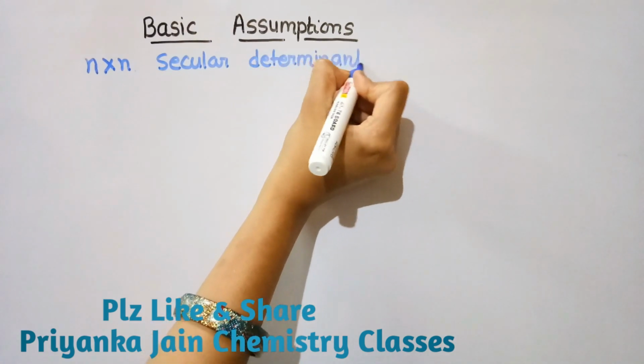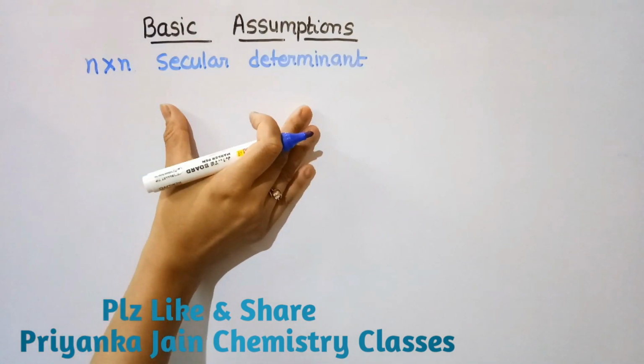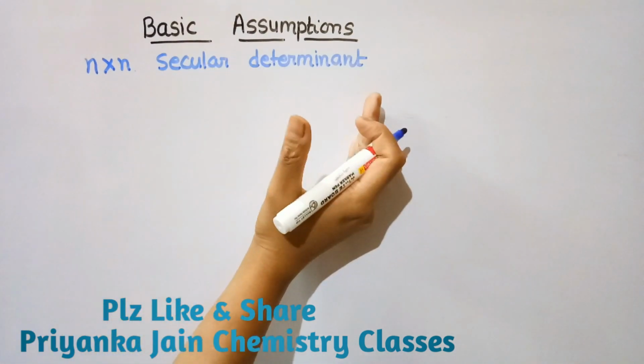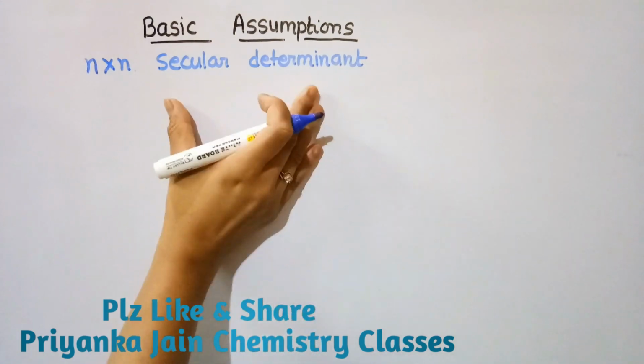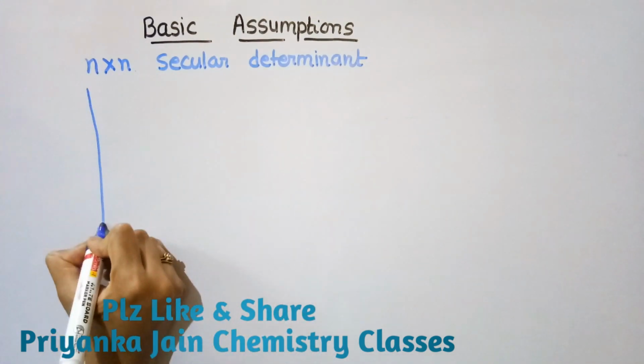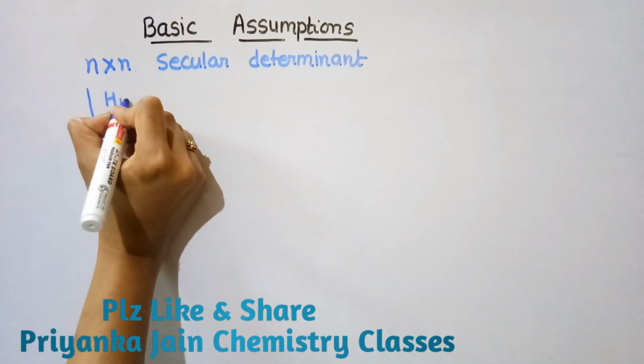Firstly, we have to make this one for finding out the energy levels. Suppose we have 1,3-butadiene, there are 4 carbon atoms, so we will have to take the 4 into 4 determinant. So how to make this one? For this, we have to do it in this manner.